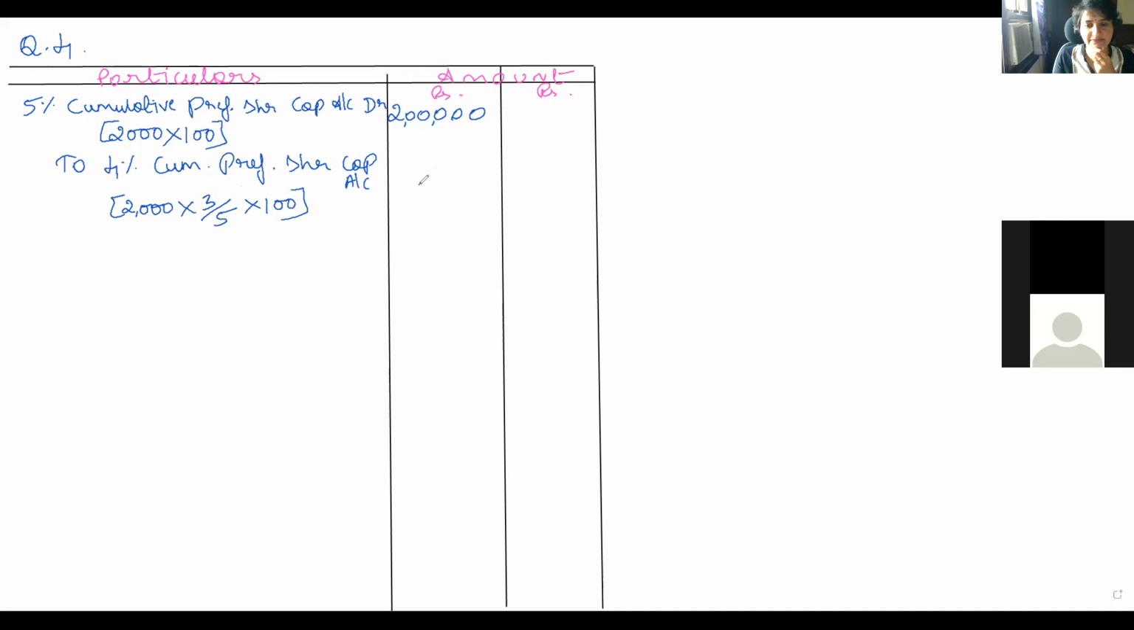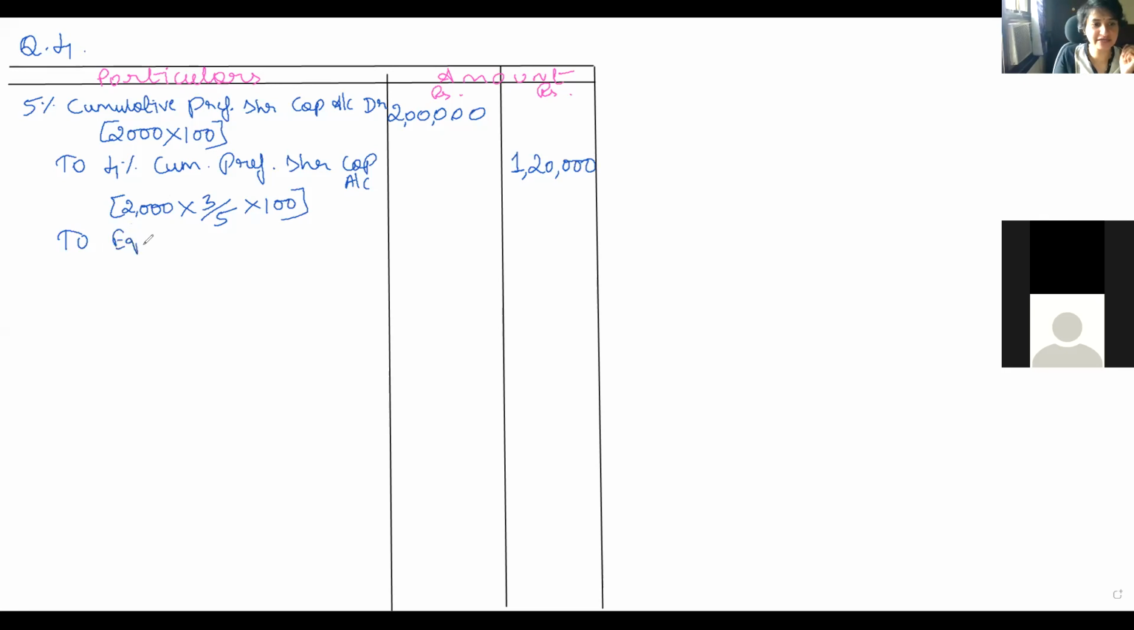What will be the amount? Anyone? It's 1,20,000. Yes. Exact. 1,20,000. Okay, 1,20,000. ठीक है. Then 2. 4% cumulative preference shares हो गया.